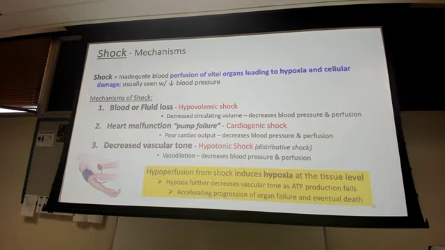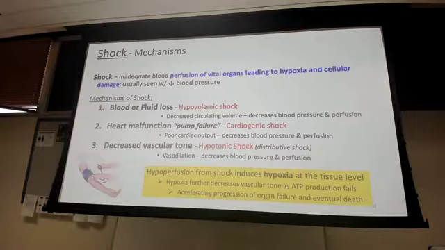There are different kinds of shock. But all shock means is that we're not perfusing our organs or our tissues correctly. And if we're not doing that, what did I tell you? If we're not getting oxygen to those tissues, to those cells, they're going to start becoming hypoxic. And they're going to start becoming ischemic. And then they're eventually going to start dying, right? But there are a number of things that can cause shock. And there are different names for shock, right?